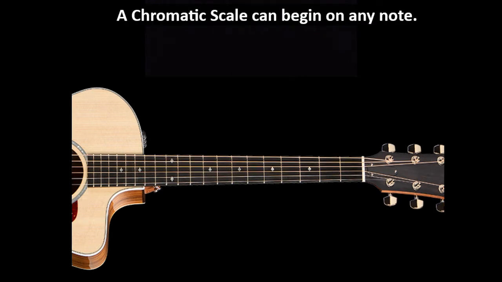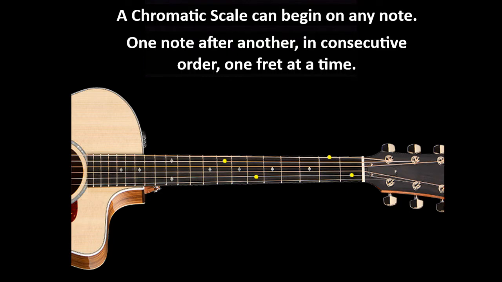A chromatic scale can begin on any note on the fretboard. F, F sharp, C, F. It simply means playing one note after another in consecutive order, one fret at a time. F sharp, G, G sharp, A sharp, B, C, C sharp, D, D sharp, E, and F.